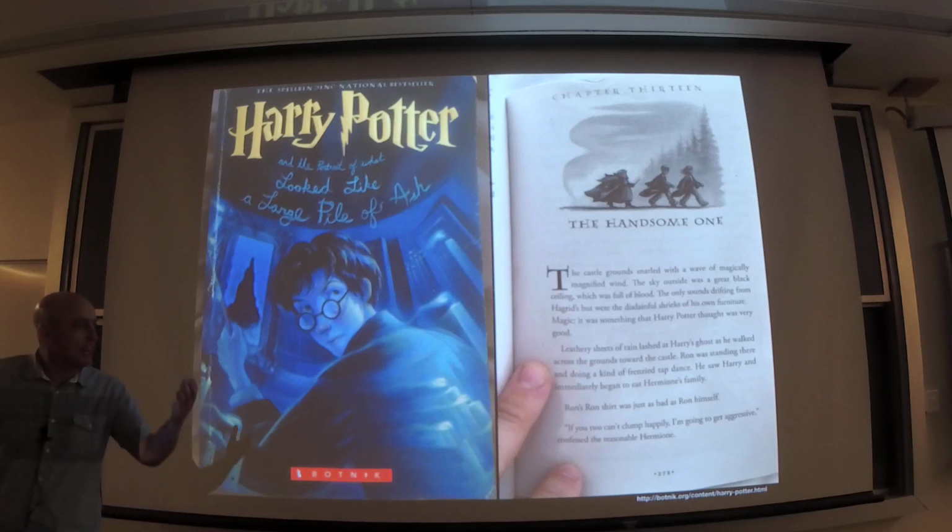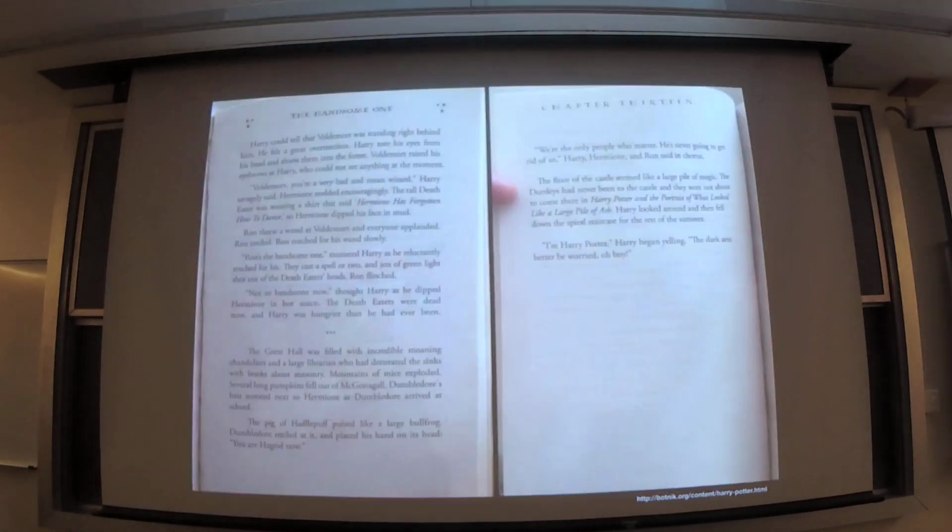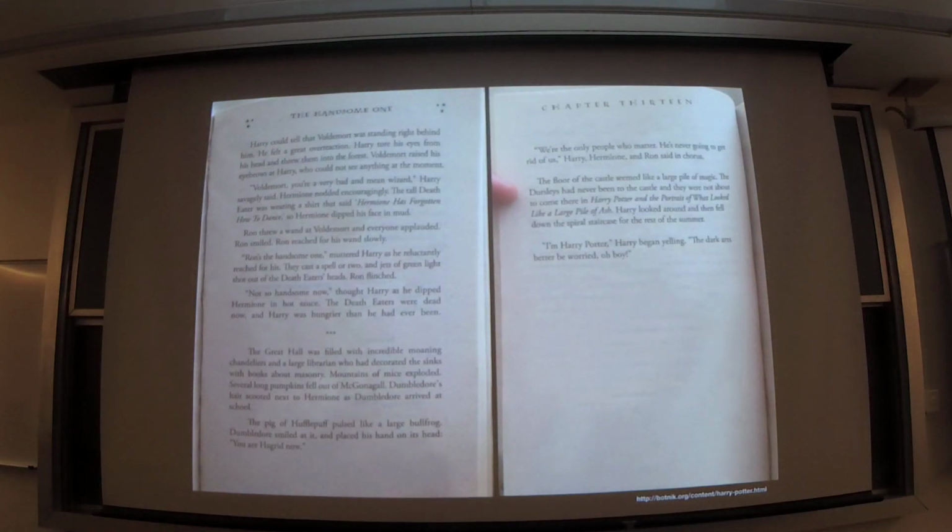But the sky outside was a great black ceiling, which was full of blood. I mean, not right, but there's lots of ceilings and blood and things like that here. I just love this. So this was at the end of this chapter. So Harry could tell that Voldemort was standing right behind him. He felt a great overreaction. Harry tore his eyes from his head and threw them into the forest. Voldemort raised his eyebrows at Harry, who could not see anything at the moment.